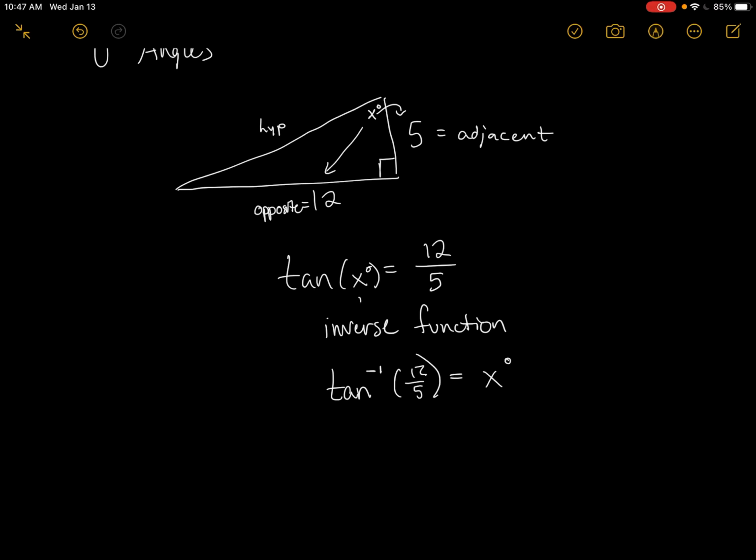So up here we had x first and then 12 over 5 second. We changed the order around. So now the answer is inside the parentheses and then the x is on the outside. So let's just call it an inverse function. We're flipping around the order a bit.